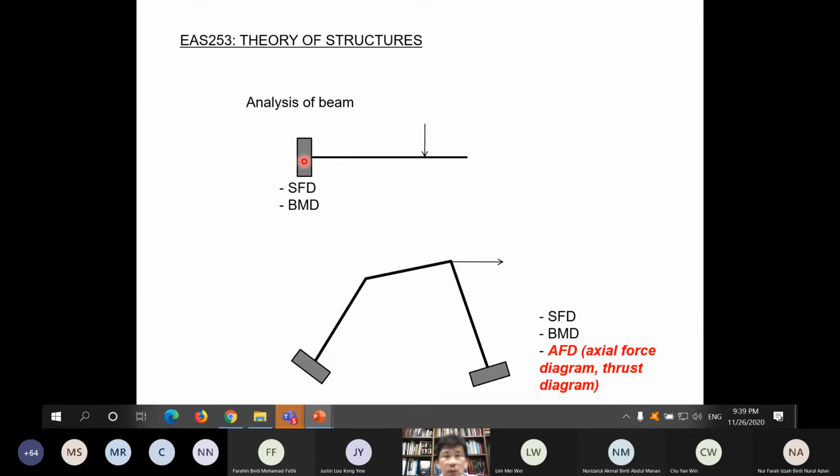So in beams, normally we do not need axial force diagram because normally axial force in beams is 0, because the loading is primarily, mainly perpendicular to the axis and is not going to cause axial force. But in frame, we have additional diagrams that we have to draw other than shear force diagram, SFD, and bending moment diagram, BMD. We have this AFD, okay, axial force diagram, or sometimes we call that the thrust diagram. The thrust is like axial force acting along the axis of the member.